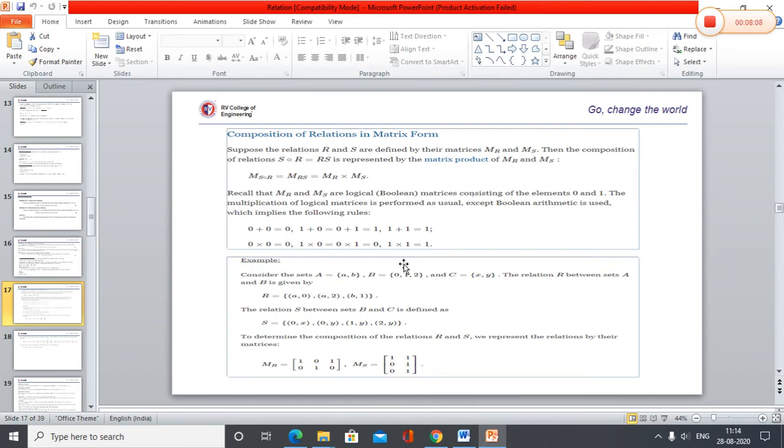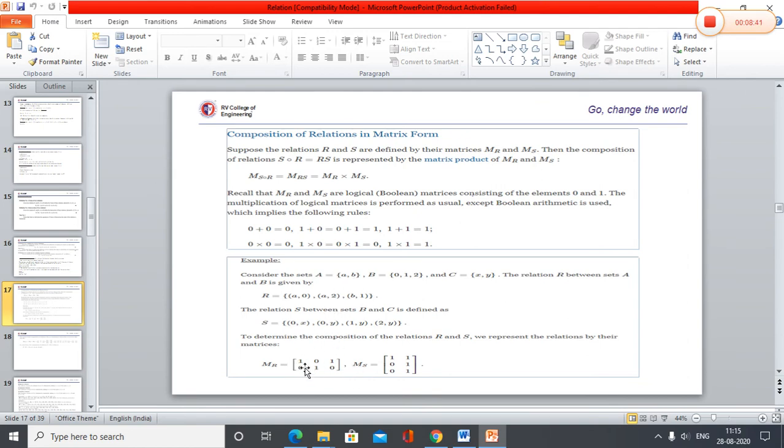So that means the order of the matrix will be 2 cross 3. The first element will tell how many rows I am going to have in my matrix, and the second set will tell how many columns. The first set has 2 elements, so the order is 2 by 3, because the second set has 3 elements. So I am going to have 2 rows and 3 columns. And whichever ordered pair is present in the relation, for that I am going to put 1, otherwise 0.